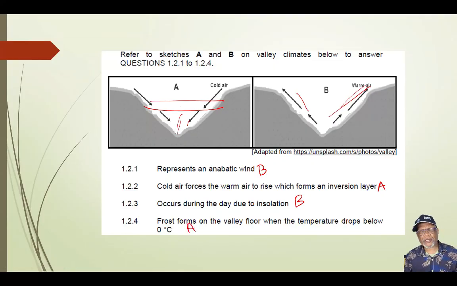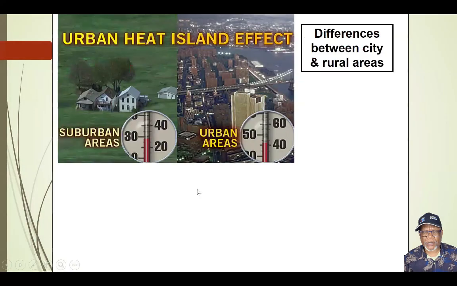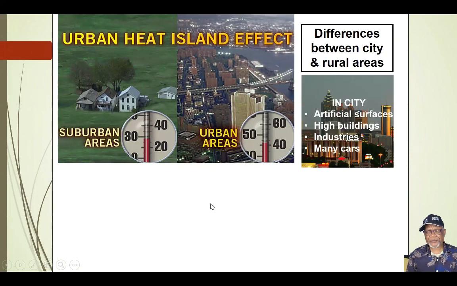So these questions are so similar. So when it comes to valley climates, I expect everybody to get 100% from the questions. Now let's look at the urban climates. Why are cities warmer? So urban heat island.